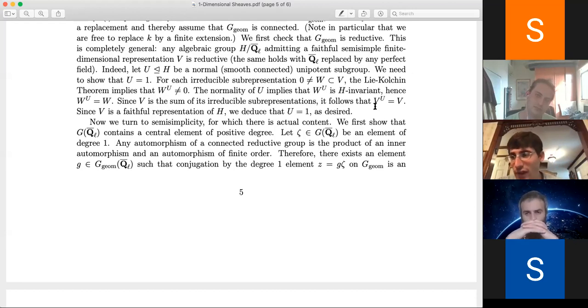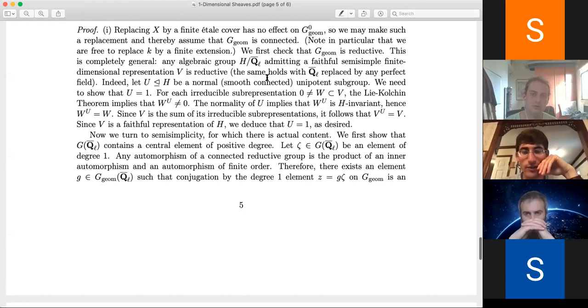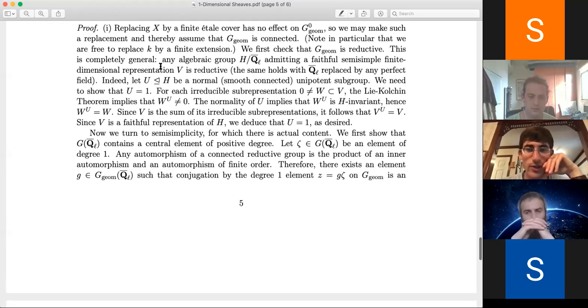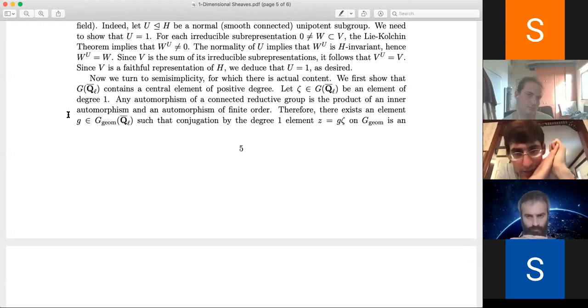But the representation is faithful. So if U acts trivially, it must be trivial. So we didn't really use anything specific to our situation. It's just a reductive group. Now we have to prove semi-simplicity, where there actually is something to show.